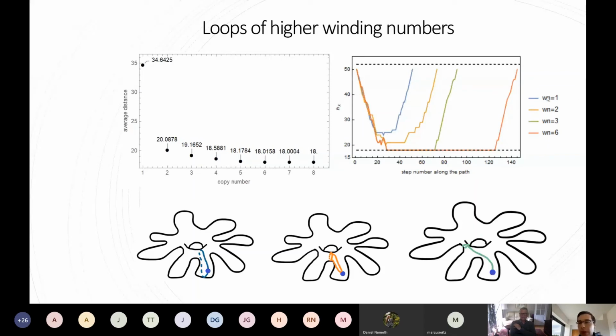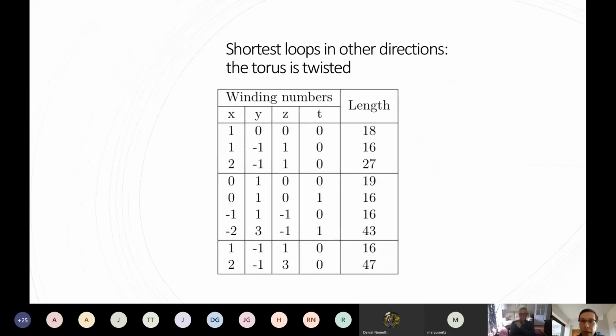So for a loop of winding number 1, the heights of the simplexes that we meet along the path go up to about 20, and for winding number 3,0,0,0, we are already using the shortest path in the configuration.